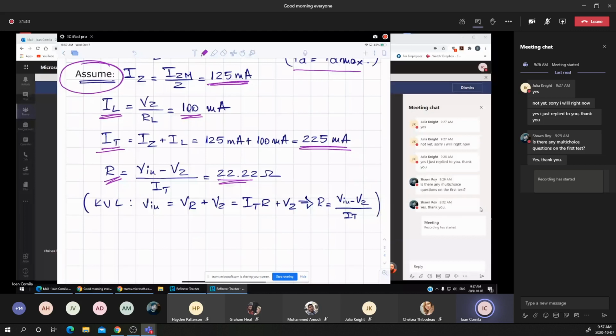Again, I explain one more time. That's one of the two useful equations in terms of the supplied voltage. That's the voltage across the resistance R, and that's the voltage VZ of the Zener diode. Rearranging, the resistance R is the difference between the input voltage minus the Zener voltage, divided by IT.